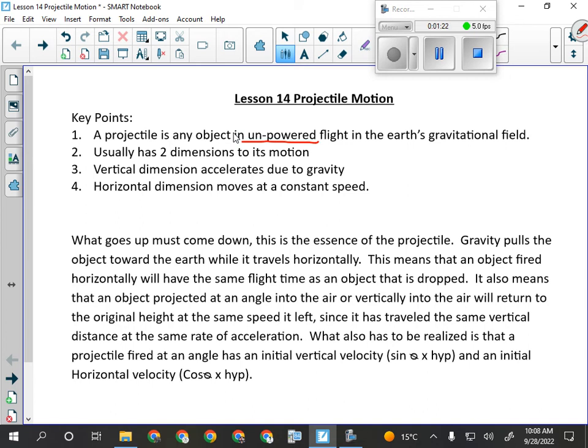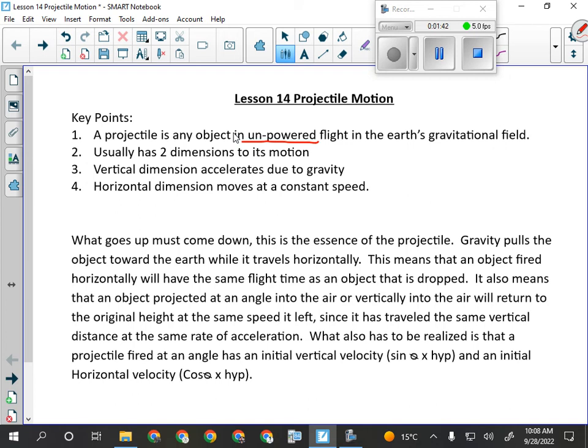Okay, so a plane is not a projectile, it's powered. A rocket is not a projectile, it's powered. Right? Anything that has an engine that is producing propulsion or thrust is not a projectile. Everybody all right with that idea? Okay.